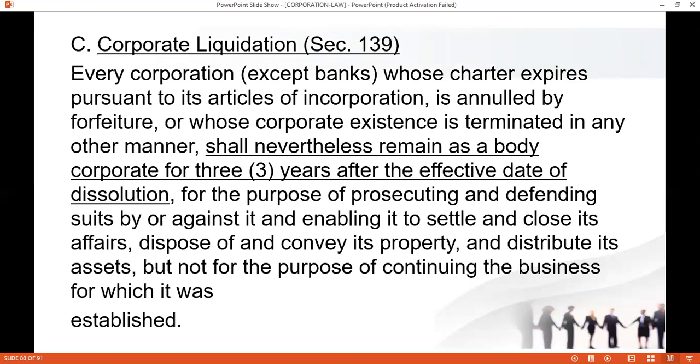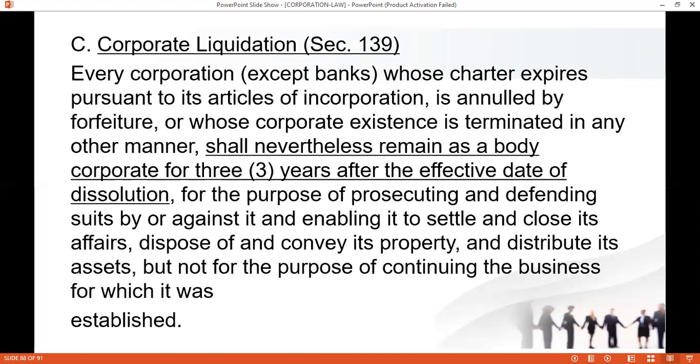Corporate liquidation. So, kapag na-dissolve ba yung corporation, automatically nawala na yung existence niya. Gaya ng mga partnership, meron tayong winding up, no? Winding up, no, of the corporation, or tinatawag natin dito for corporations, corporate liquidation.